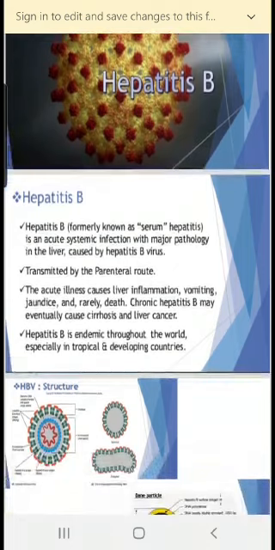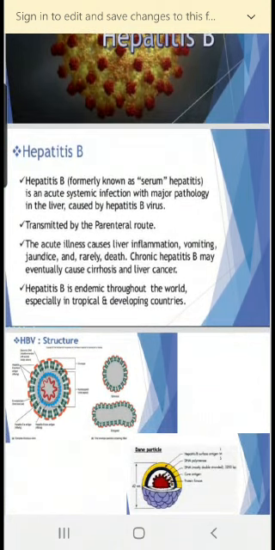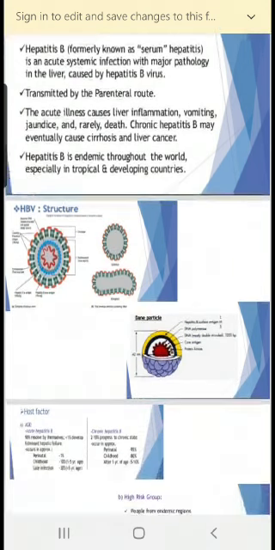Hepatitis B is a severe infection. It can be transmitted through the parenteral route, sexually, and even by vertical infection, as we have discussed. In this, it will cause inflammation, jaundice, rarely death, but it definitely causes cirrhosis and liver cancer, which is why vaccination is so important in the developing countries.